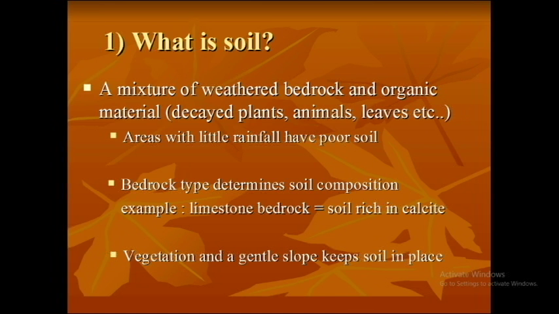Vegetation and a gentle slope keep soil in place. So if your house is on a hill and you're afraid that the hill is going to wear away and cause problems with your house, plant small trees and bushes around it. The more plants and trees will hold the soil back and keep it from wearing away. Same thing is true if you go to the beach. If you go to Jones Beach, you'll notice that they have a lot of those grassy dunes. Sure, it's sand, but the grass is what's going to hold back a lot of the sand.